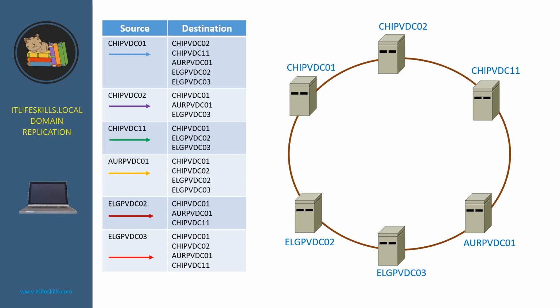Let's now draw the replication connections for the domain controllers in the domain IT_lifeskills.local. As we know, we only have two domain controllers in the IT_lifeskills.local domain, which are GPVDC01 and GPVDC02. From the table, we can see that there is the replication connection from GPVDC01 to GPVDC02 and from GPVDC02 back to GPVDC01. So domain controllers in a domain automatically form partnership with each other.